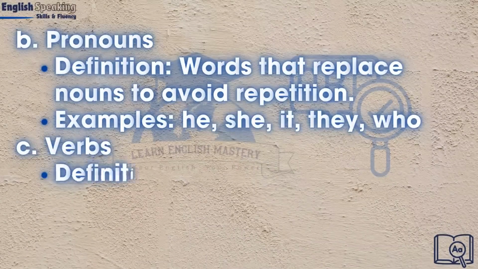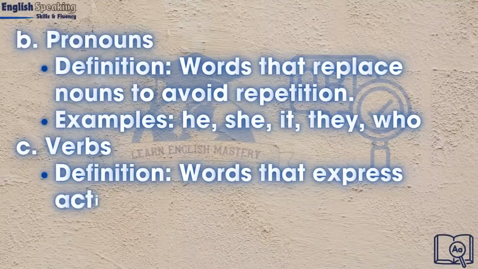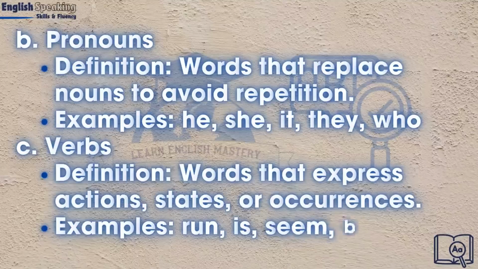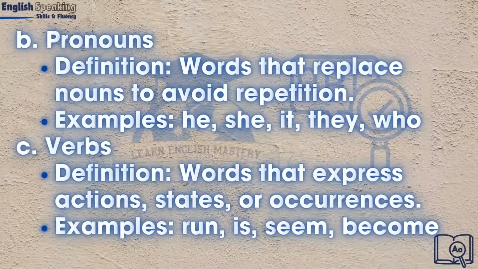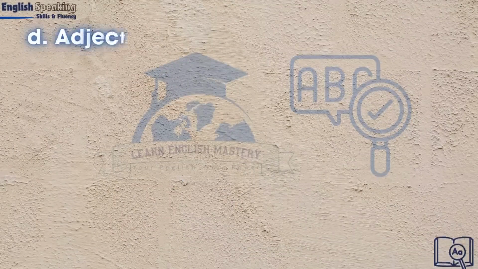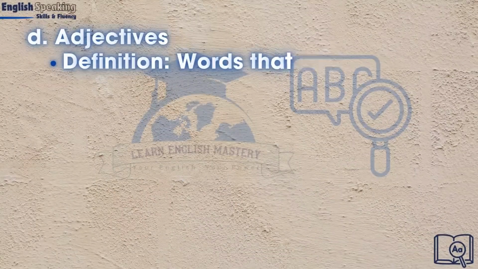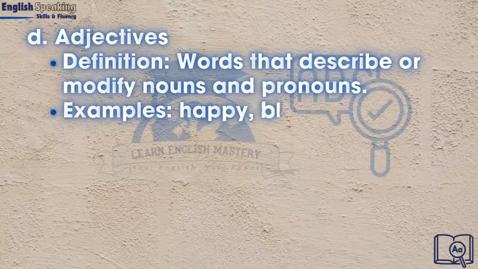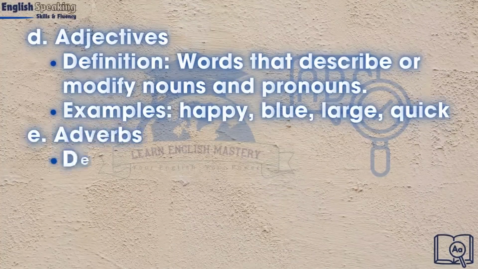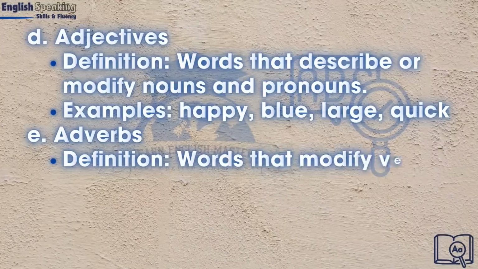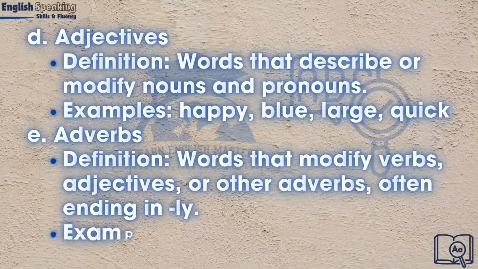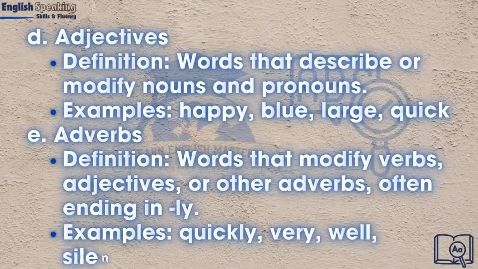C. Verbs. Definition: words that express actions, states, or occurrences. Examples: run, is, seem, become. D. Adjectives. Definition: words that describe or modify nouns and pronouns. Examples: happy, blue, large, quick. E. Adverbs. Definition: words that modify verbs, adjectives, or other adverbs, often ending in ly. Examples: quickly, very, well, silently.